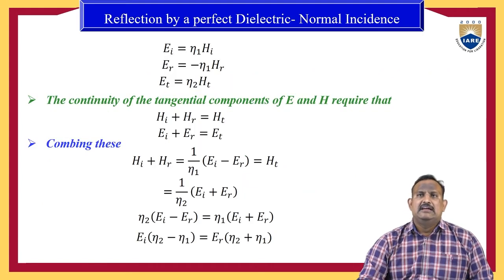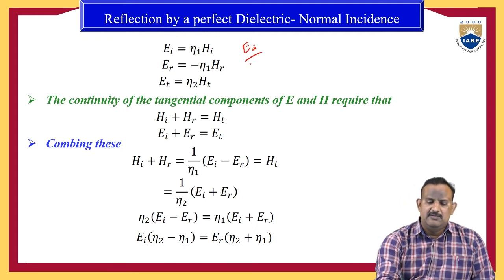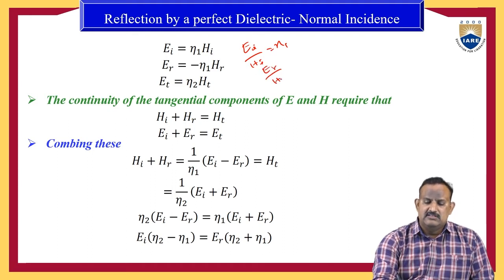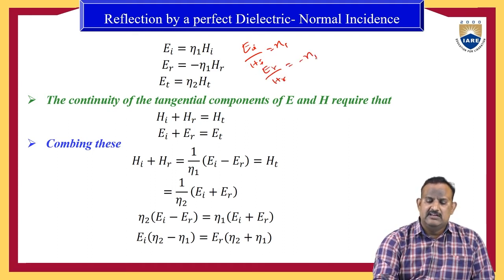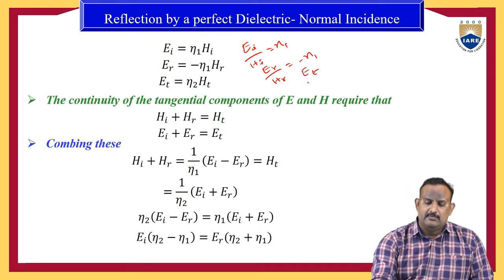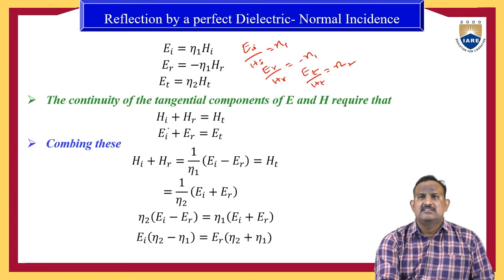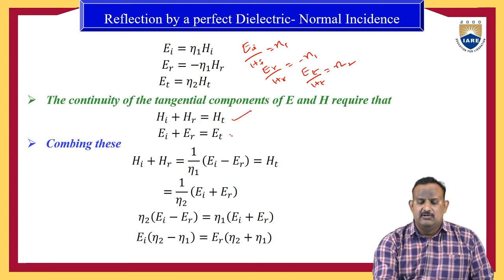Here we know that EI by HI is equal to eta 1, and ER by HR is equal to minus eta 1, depending upon the media. ET by HT is equal to eta 2 because it is in medium 2. The continuity of the tangential components of E and H requires that HI plus HR, the incident wave and reflected wave, equals the transmitted wave HT. Similarly, EI plus ER equals ET.